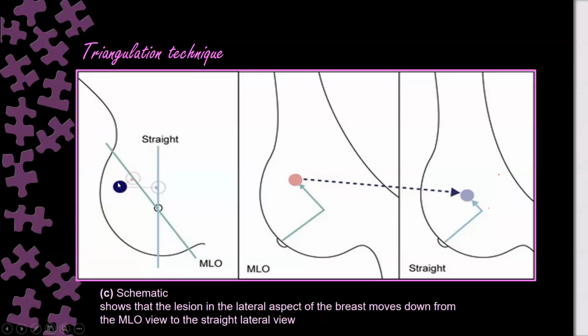Okay? Let us see the lateral. That is the lateral lesion. The lateral lesion is close to the MLO. You will see it here, and the same image for the lateral, you will see it here. Which one is close to the nipple? On the straight lateral, it will go down close to the nipple, while on the MLO it will be at a higher level. So that is the distance for the lateral one. It will be higher here, but lower here. You got it?